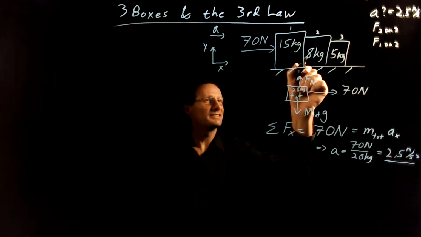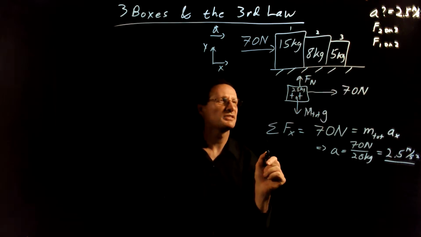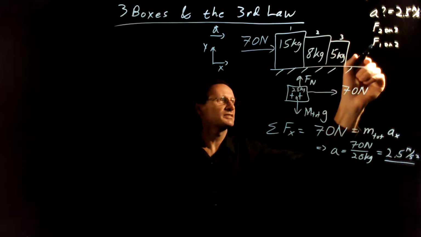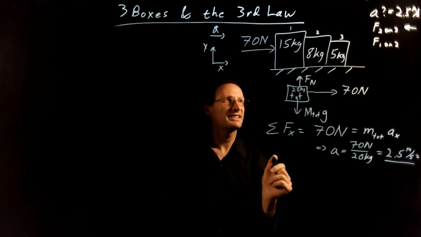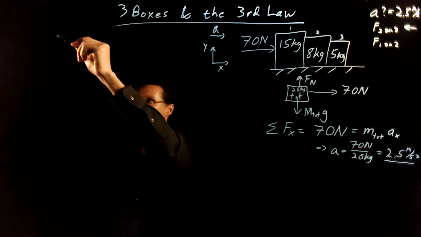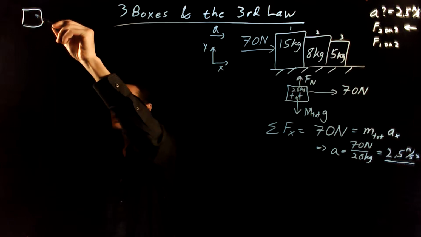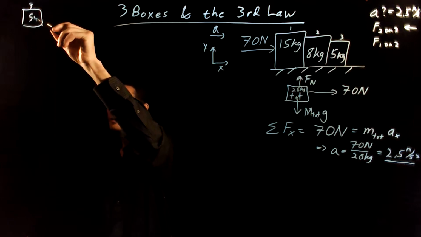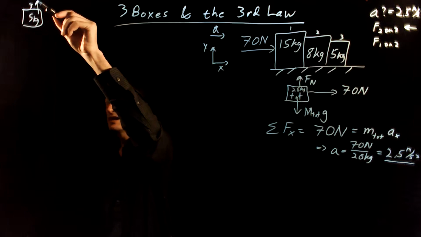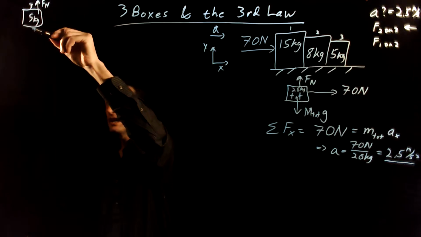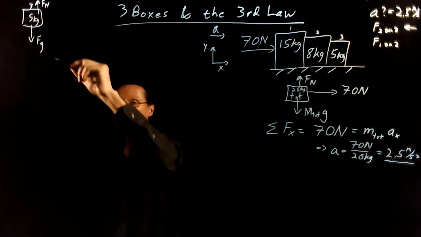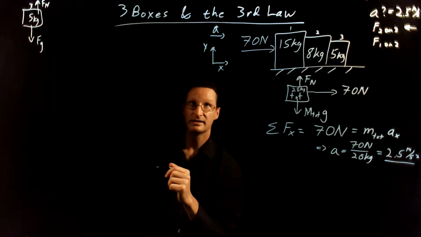Now I need to get these internal forces between these boxes. So let's start with this one. I think that one is the easiest to think about. Let's draw box 3 over here. That's the 5 kilogram box. It's going to feel a normal force, and it's going to feel a force due to gravity, which aren't going to be terribly important in this case.